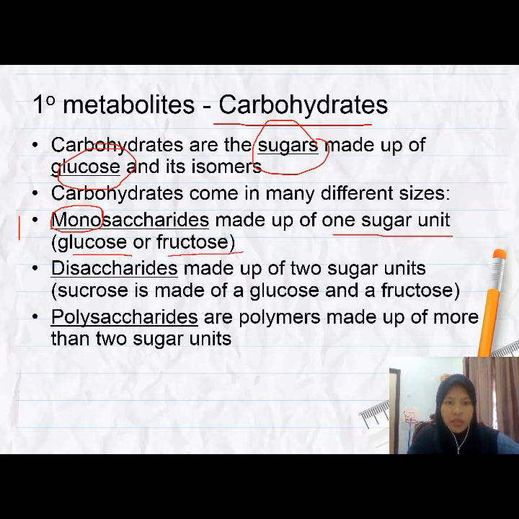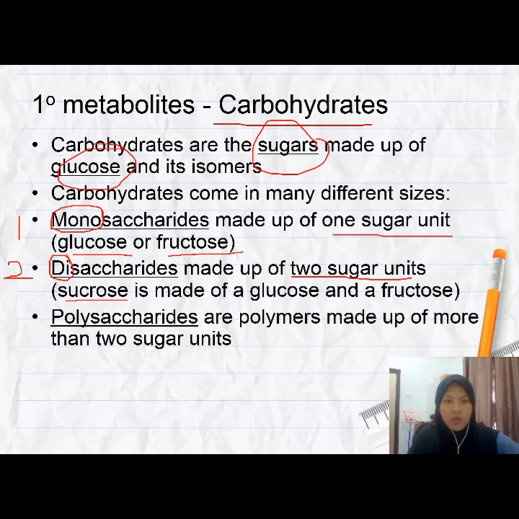Okay, the next one is di. So when we come across anything with di, it means two. So what does it mean? It is made up of two sugar units. So for example, sucrose. Sucrose is a disaccharide which is made up from a glucose and a fructose. Okay, so glucose and fructose tadi both are the monosaccharides.